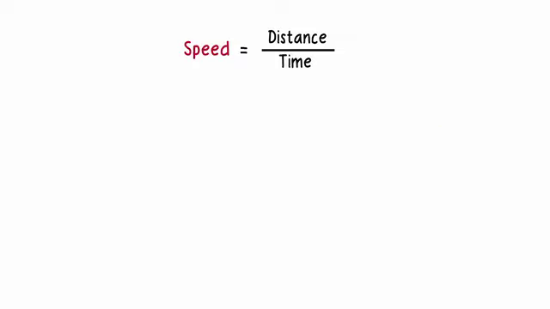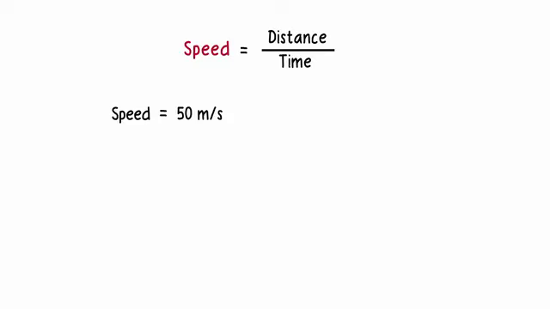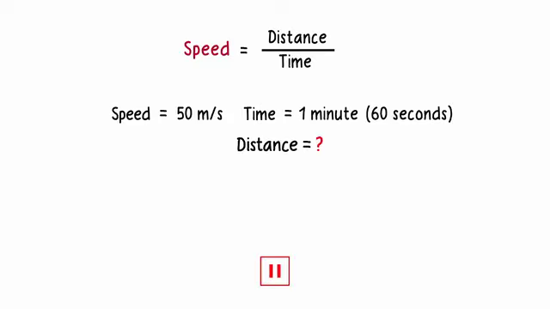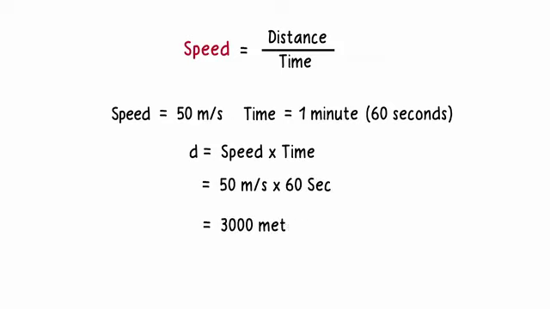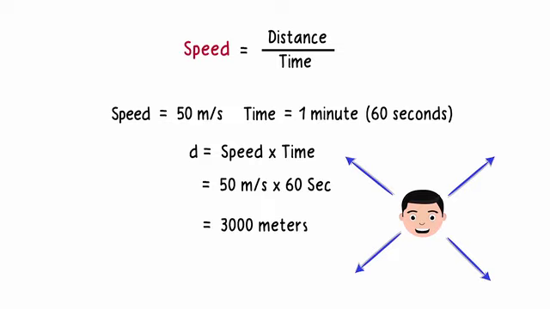So if I tell you that I traveled at a speed of 50 meters per second for 1 minute, can you tell me how much distance I covered? That's right. I've covered a total distance of 3,000 meters. But if I covered 3,000 meters from this point, am I here, or over there? You have no clue as to which direction I headed in.